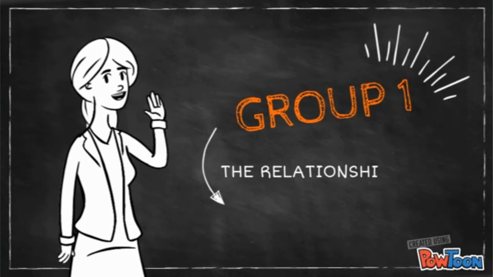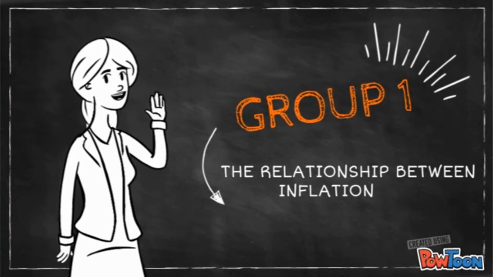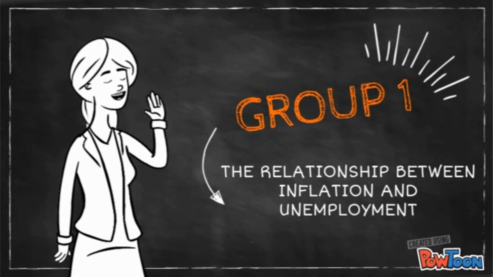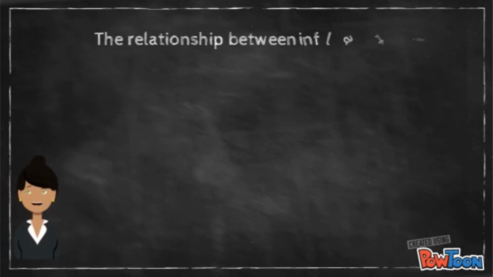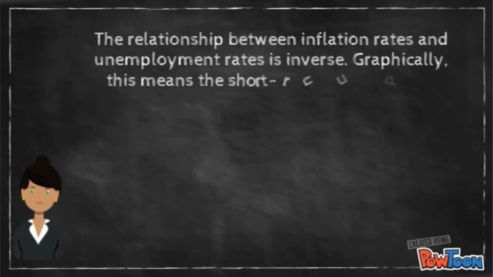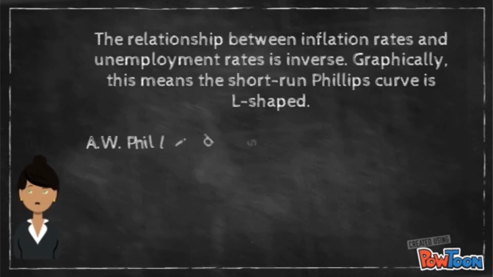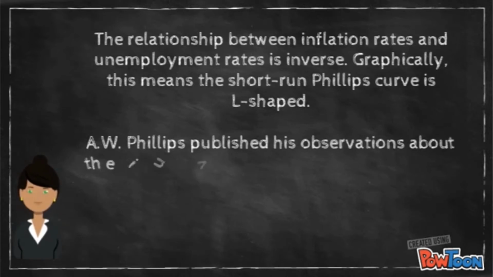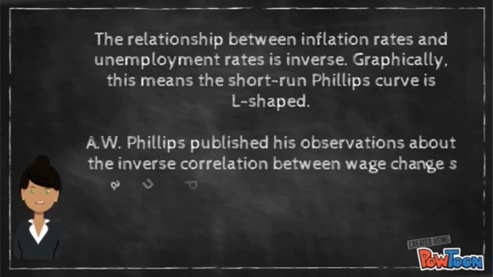Hi, this is the presentation brought to you by Group 1, which is about the relationship between inflation and unemployment. First, the relationship between inflation rates and unemployment rates is inverse. Graphically, this means the short-run Phillips curve is L-shaped.